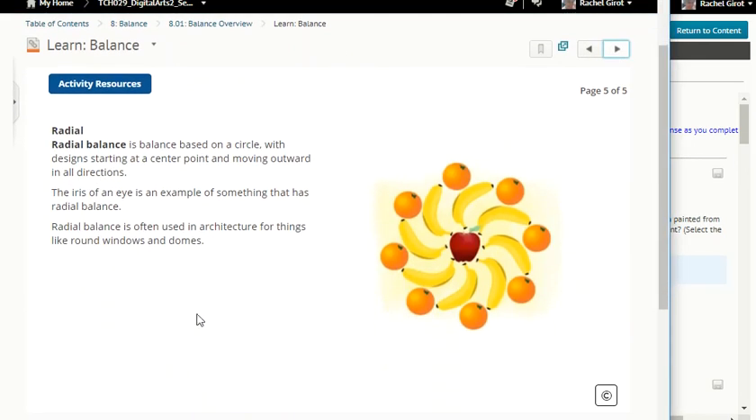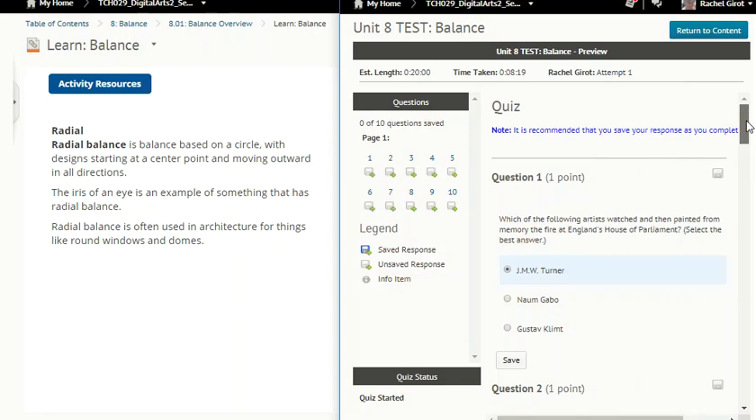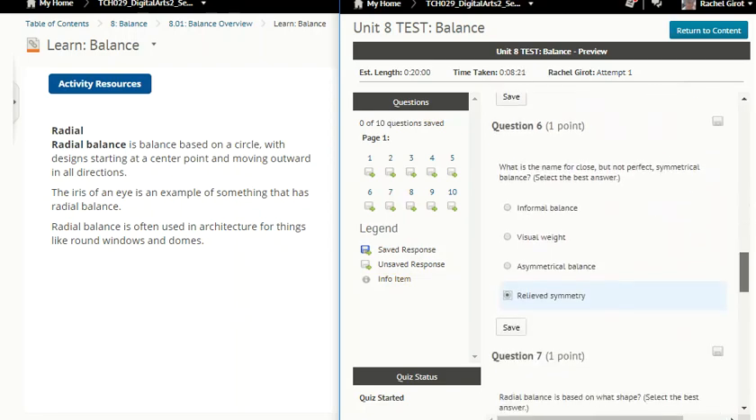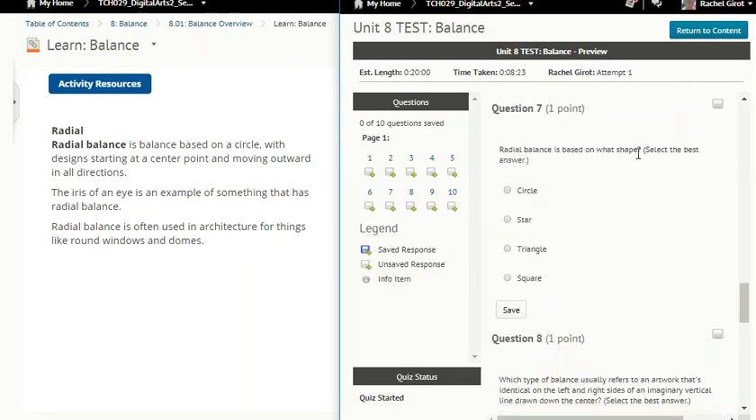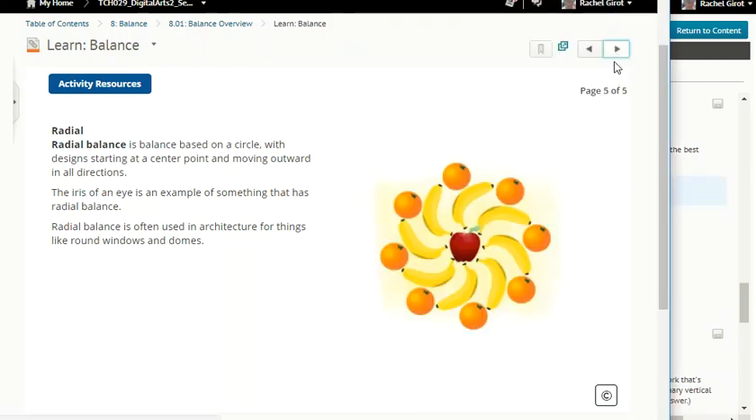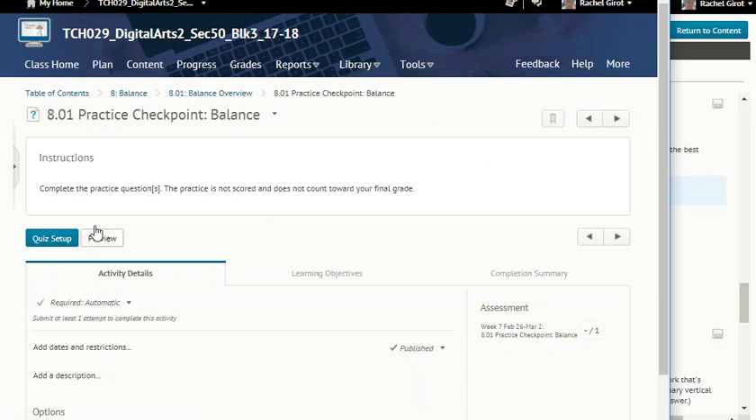Radial balance is balance based on a circle, with design starting at a center point and moving outward in all directions. The iris of an eye is an example of something that has radial balance. Radial balance is often used in architecture for things like round windows and domes. I know I saw something about radial balance. Radial balance is based on what shape? A circle.